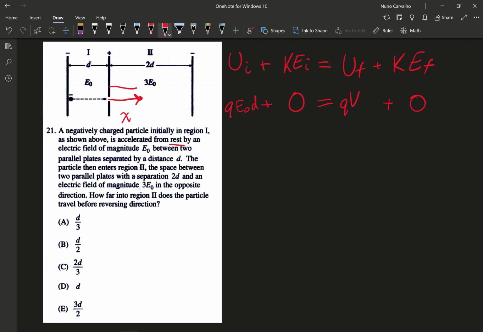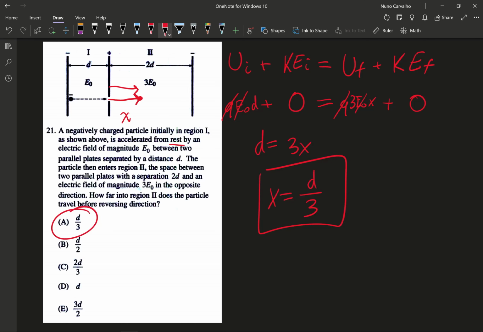But the voltage from here to here, given that we have a constant electric field, is just going to be 3E0 times x. So we can write Q times 3E0 times x. Now we can just solve for x, where we cross out the Qs, we cross out the E0s, and we're left with d is equal to 3x, which is to say that x is equal to d over 3. And ta-da! The answer choice is A, that's correct.